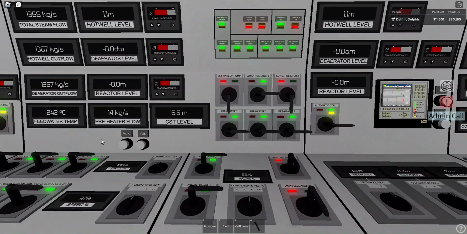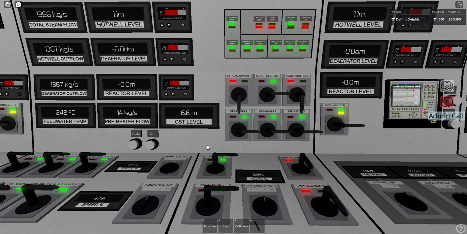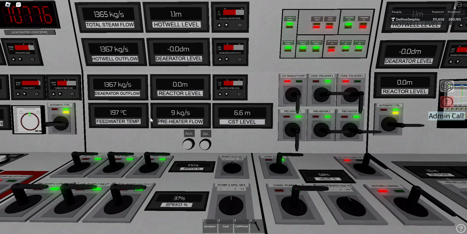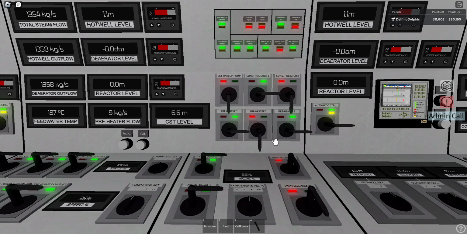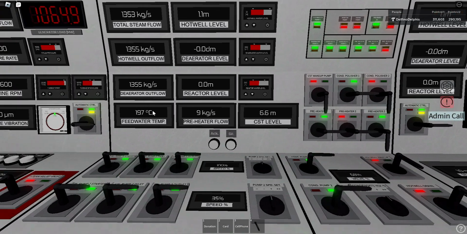For the preheaters, you want to check the feedwater temperature. If you disable one, the temperature drops. You can disable another one. If it drops by the same, they are okay. They are working to the same extent.